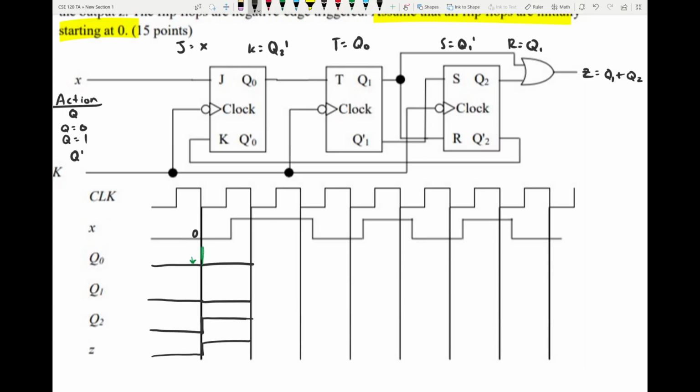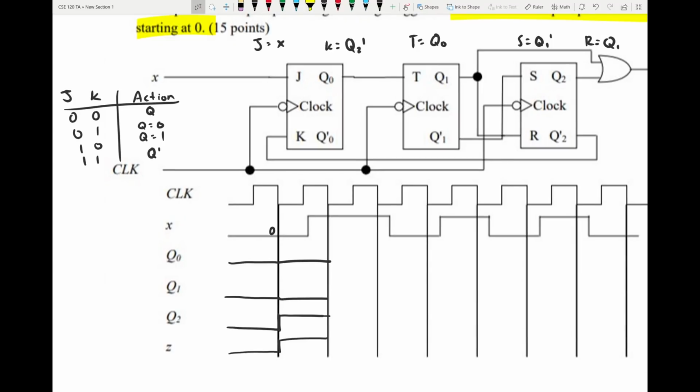Sweet. So that's our first clock cycle down. Second clock cycle. All right. Now in this case, X has become a 1. So J has become a 1. So I'll write our J, in my case. So now J is a 1.